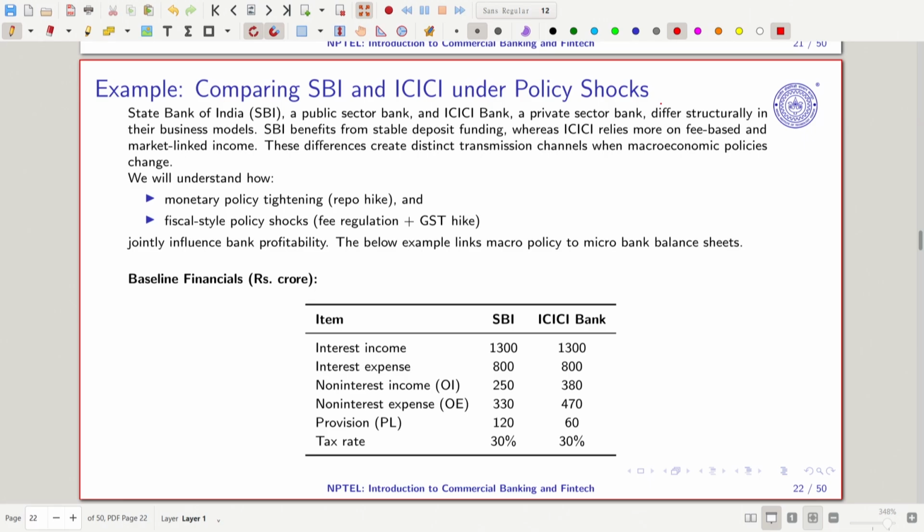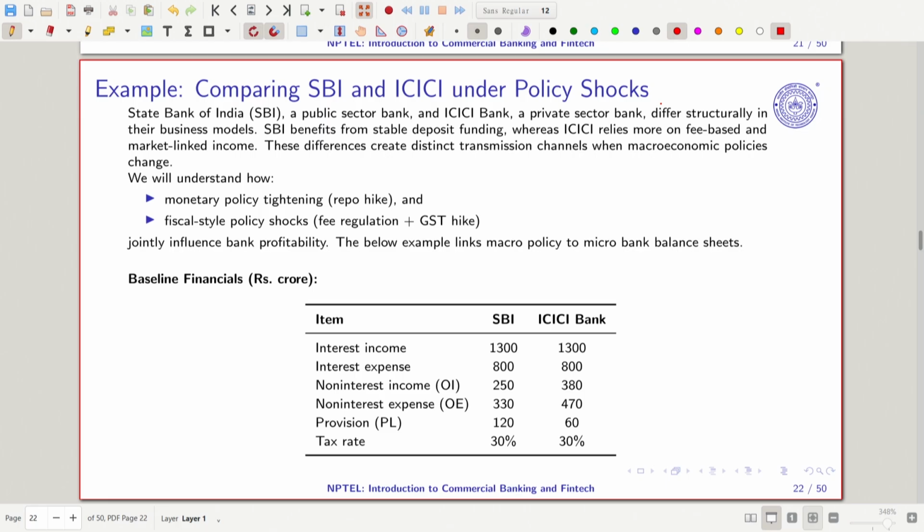Now suppose we are comparing two banks. Suppose SBI as a public sector bank and ICICI Bank, a private sector bank, both have different models. SBI can give loan to anyone and ICICI also, but ICICI being the private bank, it also has certain freedom which SBI may not have. But SBI has the large size, so size gives a lot of freedom for the SBI.